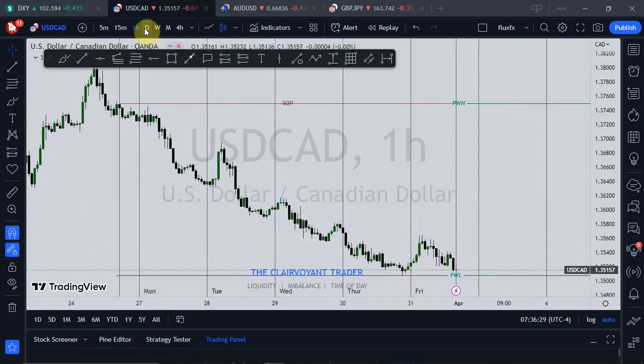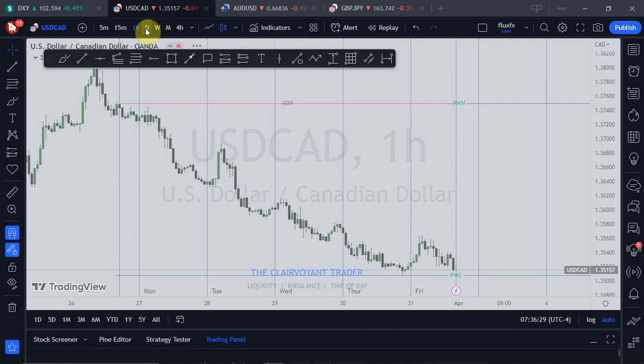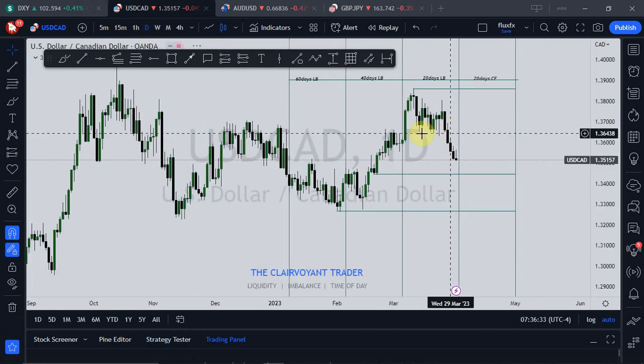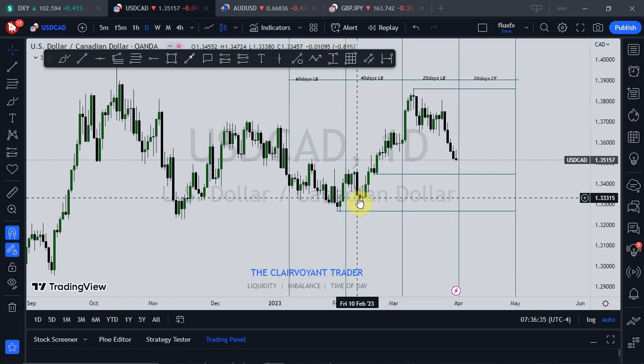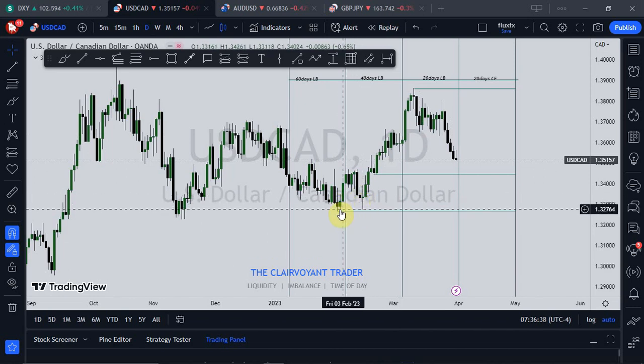But let's switch to the daily for us to see something on the daily time frame. So for the daily, look at what happened. Let's start from here. You saw price taking out what?